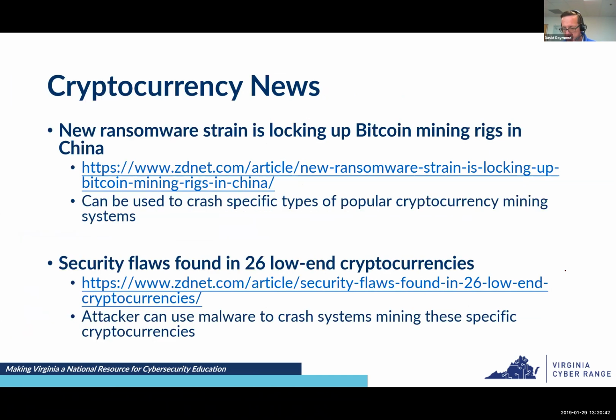Okay, so next slide, crypto news. New ransomware strain is locking up. So these two news stories are related. Of course, they're both about cryptocurrency, but they're related beyond that. And we'll see if we can pluck out why I think they're related. New ransomware strain is locking up Bitcoin mining rings in China. So this is software, malicious software, ransomware that is targeting some very specific computer systems that are designed to mine Bitcoin, right?